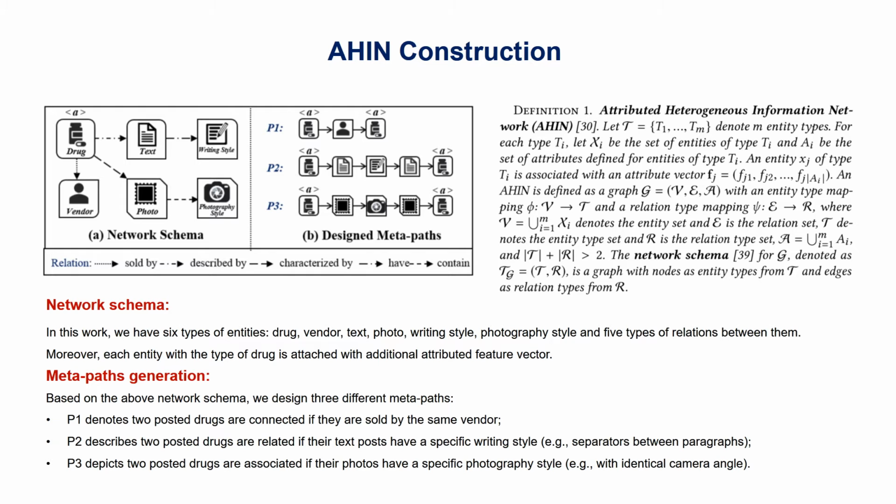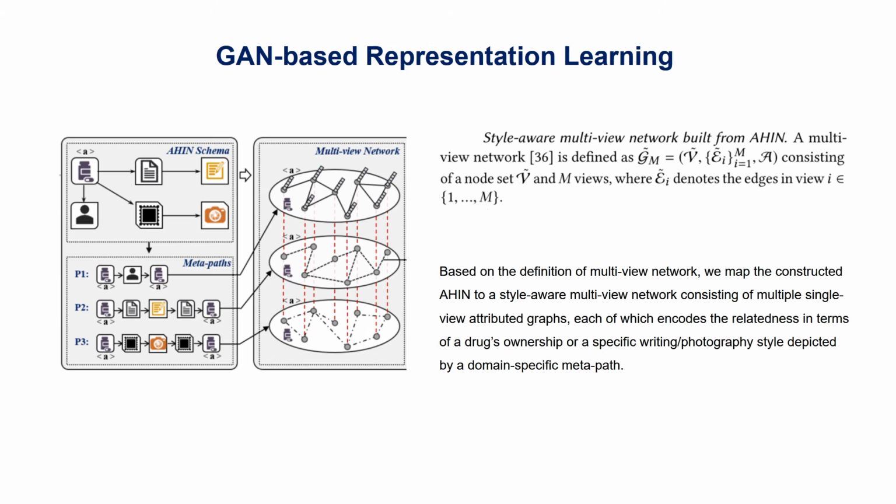We then design the network schema and the 3 meaningful metapaths. P1 denotes 2 posted drugs are connected if they are sold by the same vendor. P2 describes 2 posted drugs are related if their texts have a specific writing style. P3 depicts 2 posted drugs are associated if their photos have a specific photography style.